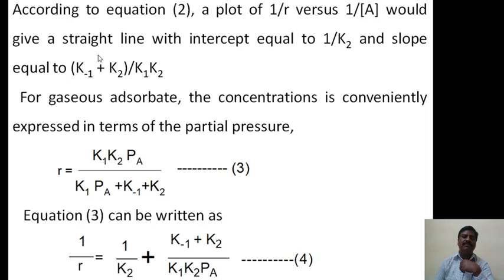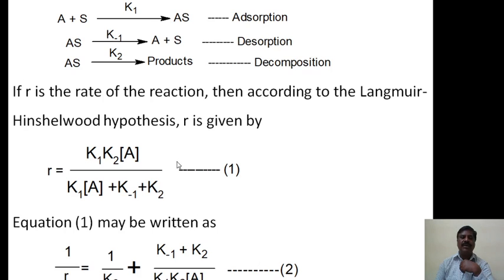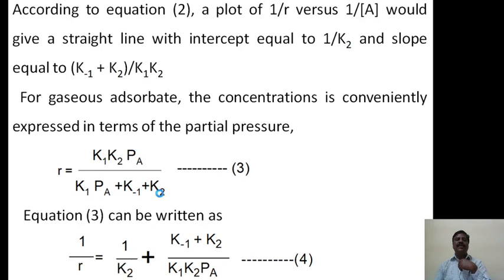Similar to the previous equations, we can take the reciprocal to make this equation 1 by R. Therefore, we will get 1 by K2 plus (K minus 1 plus K2) divided by K1 K2 into PA. That is called equation number 4. Equations 3 and 4 are similar to equations 1 and 2. The only difference is that here a solid compound is present, and in this case it is in the gaseous state.